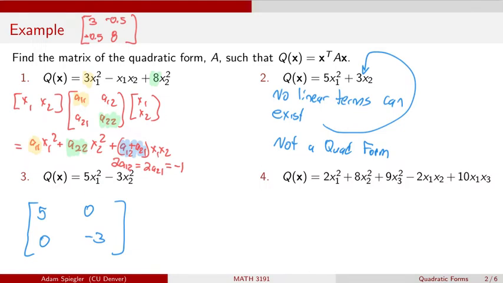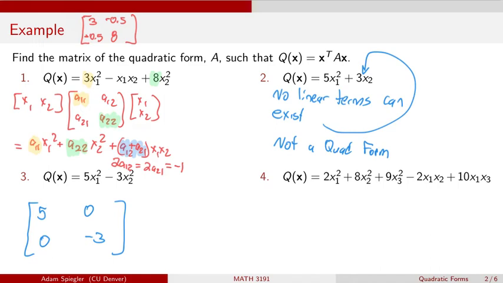Okay, so one more to take a look at. In question 4, we now have a quadratic form whose equation is 2x1 squared plus 8x2 squared plus 9x3 squared minus 2x1 x2 plus 10x1 x3. So here, the x1, x2, x3s, they all come to the second power. They're all squared. And then we have these interaction terms over here.